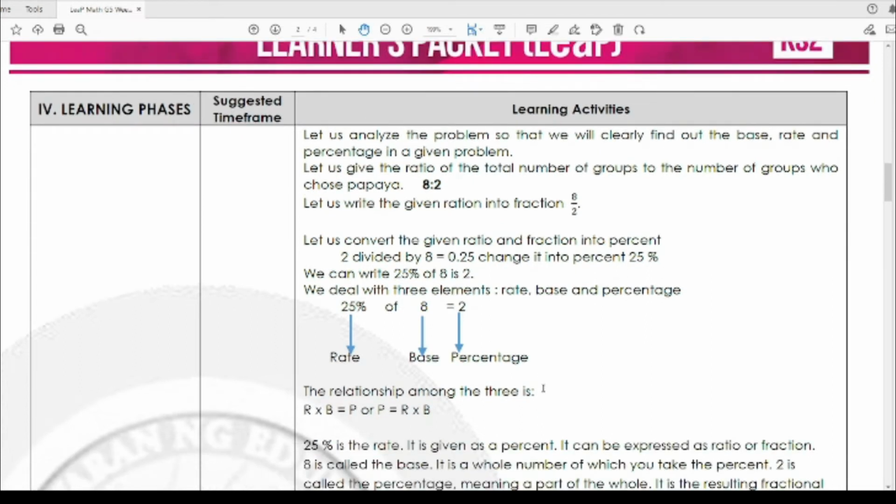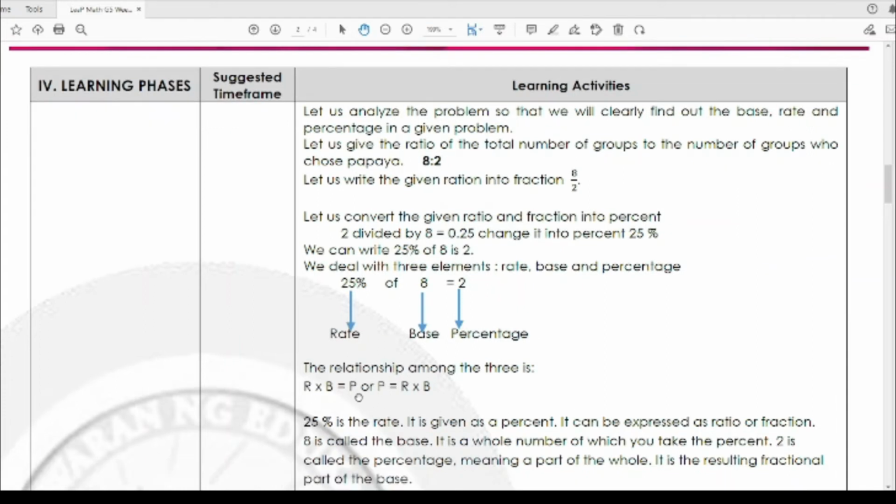Let us see the relationship among these 3. To get the percentage, P, we will multiply the rate and the base, or P is equal to rate times B. So this is our rule. In getting the percentage, we multiply the rate times the base. The answer is the percentage.